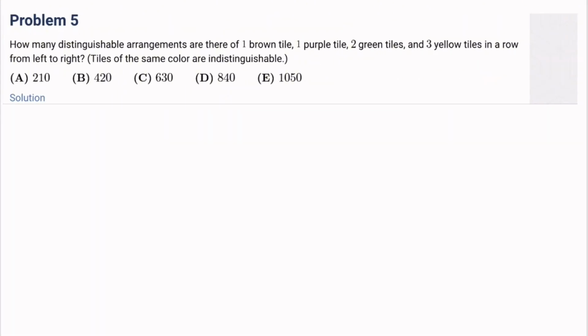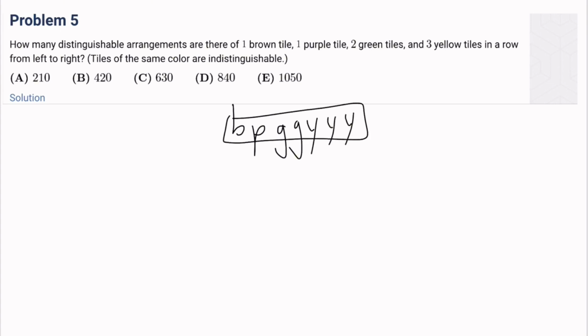Number 5, how many distinguishable arrangements are there of 1 brown tile, 1 purple tile, 2 green tiles, and 3 yellow tiles in a row from left to right? Tiles of the same color are indistinguishable. Okay, so we have 1 brown tile, 1 purple tile, 2 green tiles, and 3 yellow tiles in a row. So we have 7 slots. And first, let's see where the brown one will go.